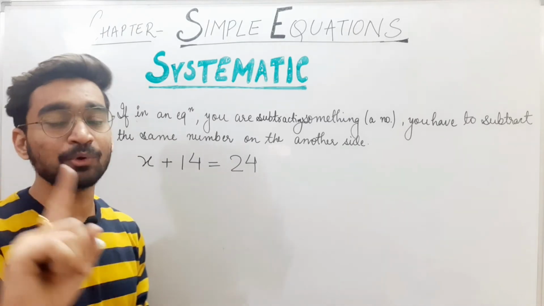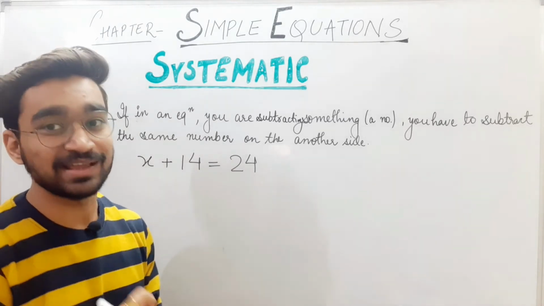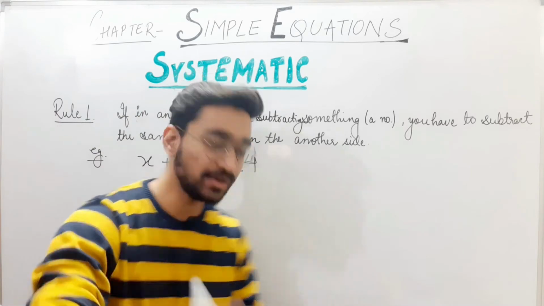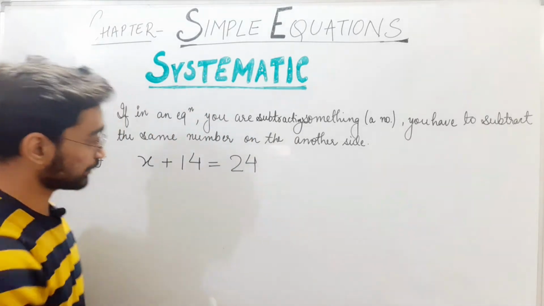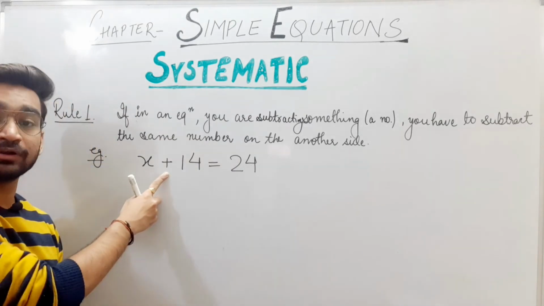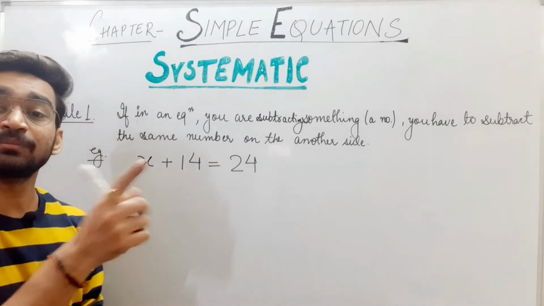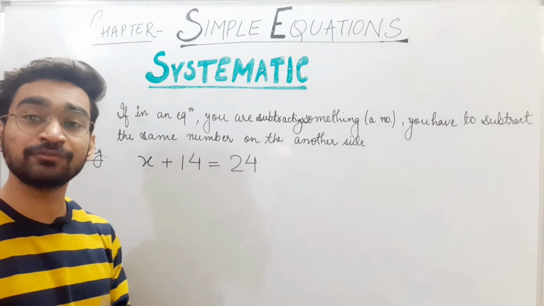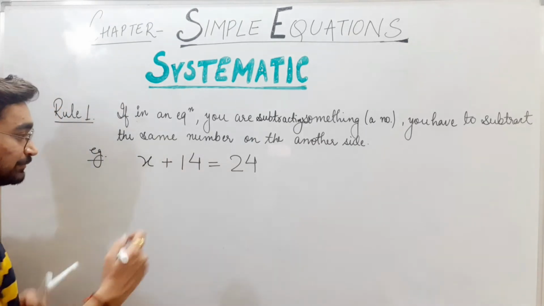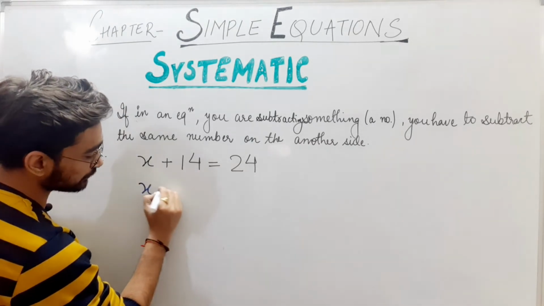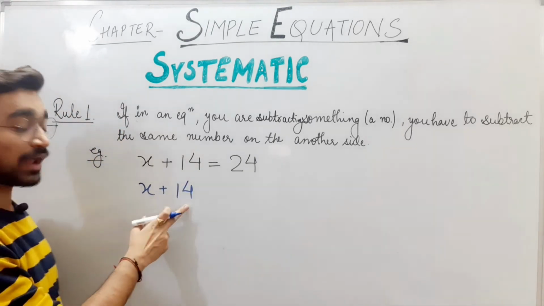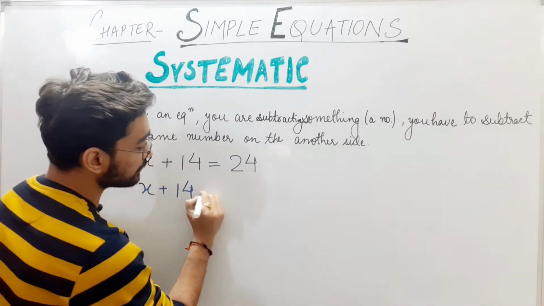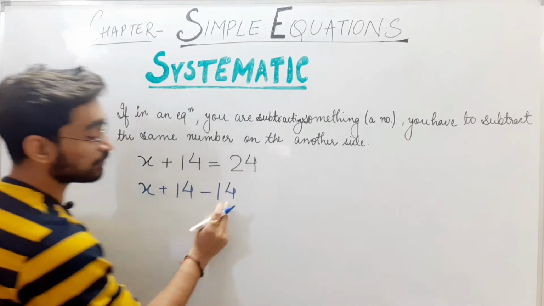Remember the main motive of this systematic method: here it should be only the variable, and the rest of the things should be cancelled out. To cancel out this plus 14, what can I do? I have to subtract 14. So I will write here x plus 14, this is my equation, and I want to cancel this 14. What I will do? I will subtract 14 from this side.